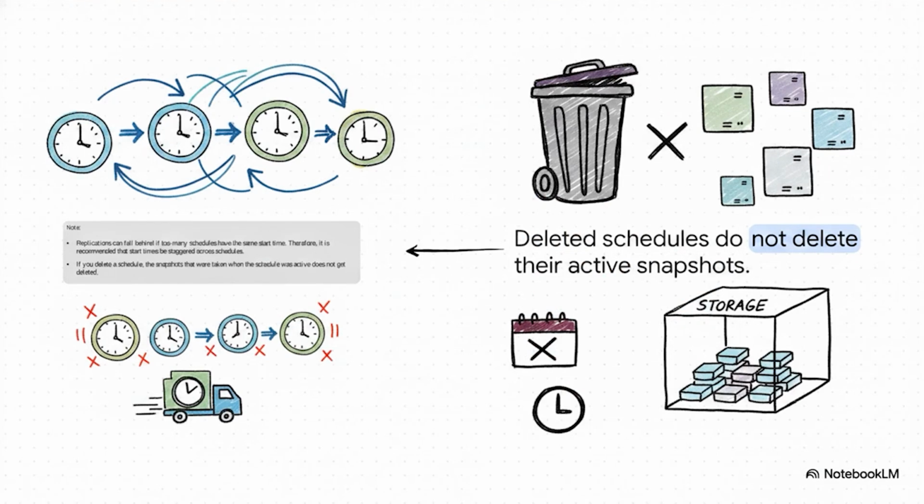First, if you have multiple replication schedules, it is highly recommended that you stagger their start times. If too many schedules share the exact same start time, your replications can fall behind simply due to bandwidth and processing bottlenecks. Second, if you delete a schedule, the snapshots that were taken while that schedule was active do not automatically get deleted. They will just sit there consuming space until they age out of their retention policy naturally or until you manually intervene. Never assume that deleting a schedule cleans up your storage footprint.